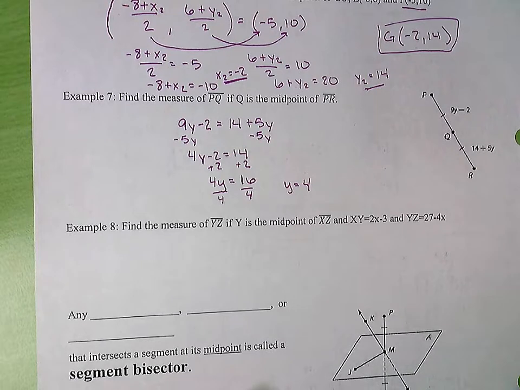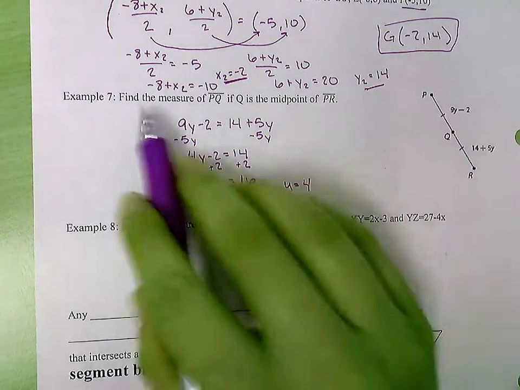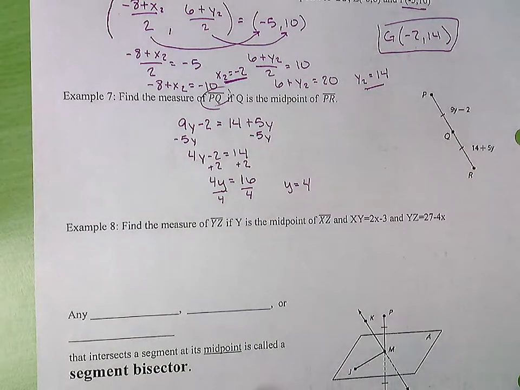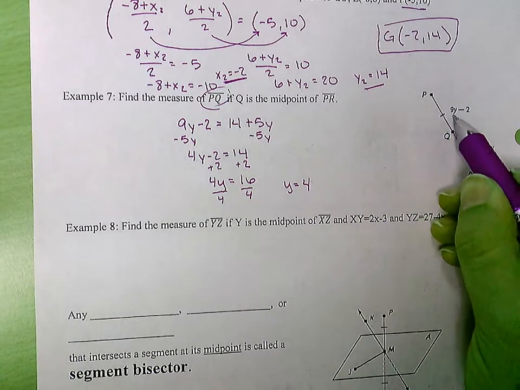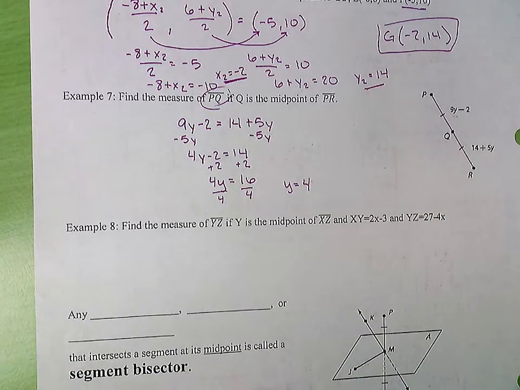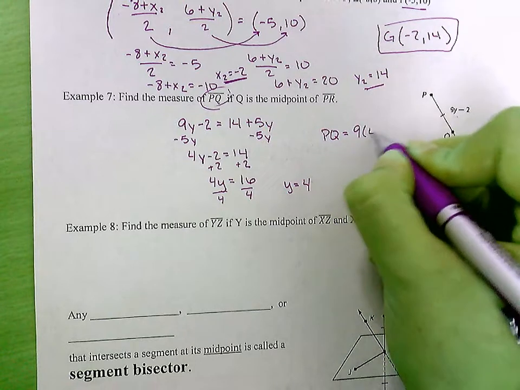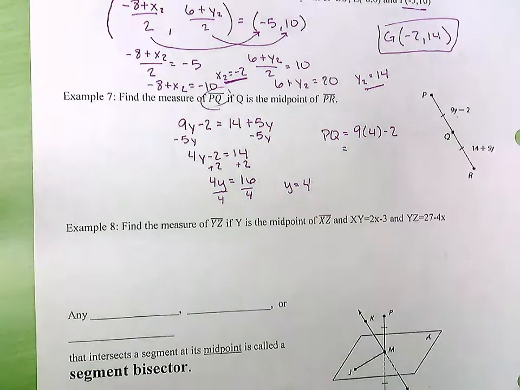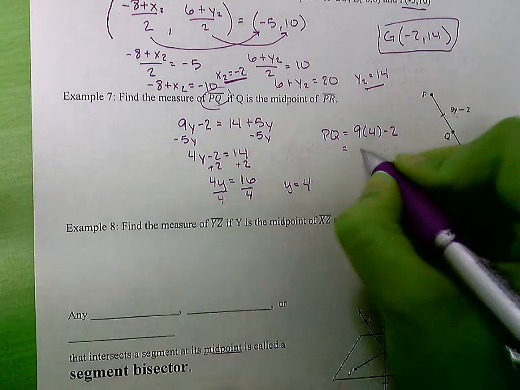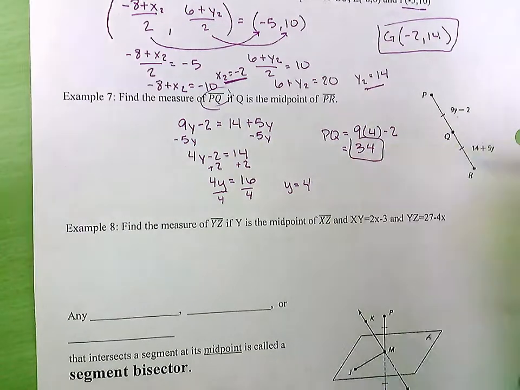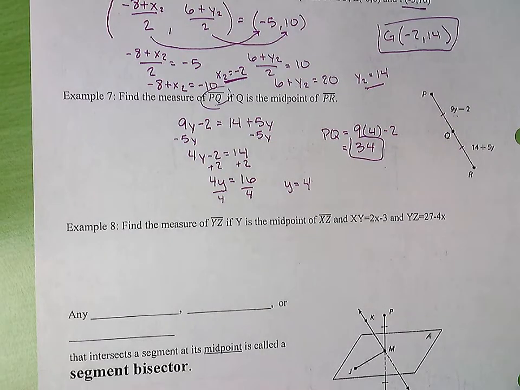Is that my final answer? No. I need to find segment PQ. So I need to plug in 4 for my y value here in PQ. So I have 9 times 4 minus 2. That is 34. That is your final answer there. Questions on how I solved number 7?